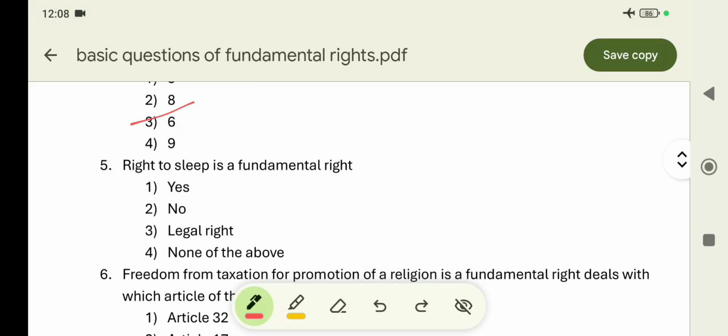Is the right to sleep a fundamental right or not? Is it a legal right or not? So the fifth question deals with the right to sleep. Right to sleep is a fundamental right.